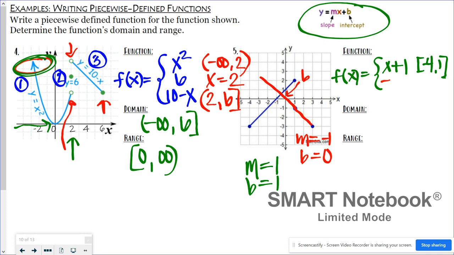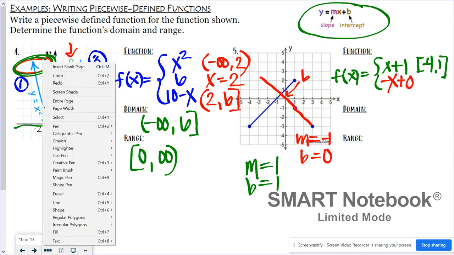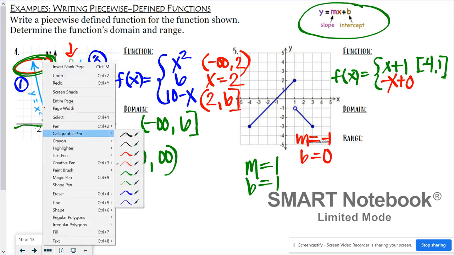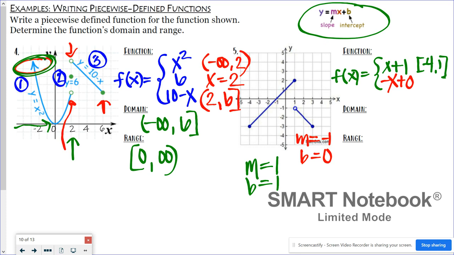So the equation for this piece is mx plus b. So -1x and then plus b, so plus 0, and that's totally optional. And then we just need to simply define where this piece is happening. So let me make it more visible to us. There we go. So this piece starts when x is 1. There's an open circle there, so I'm going to use a parenthesis. And then that piece ends when x is 3. There's a solid circle there, so I'm going to use a bracket.